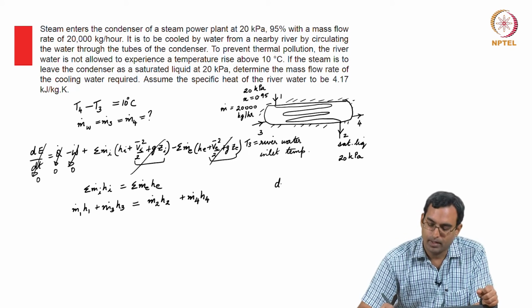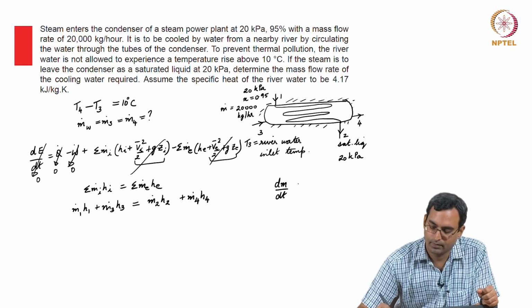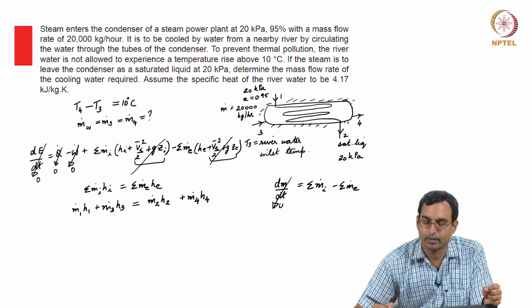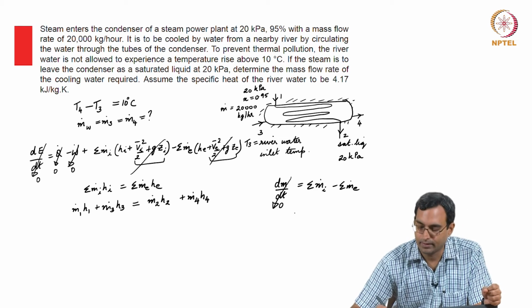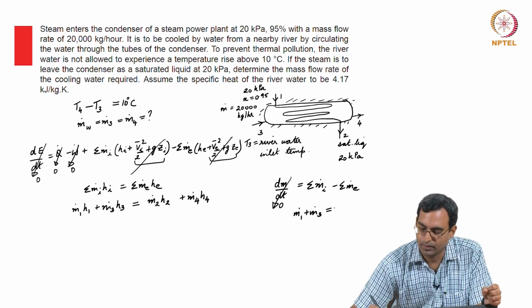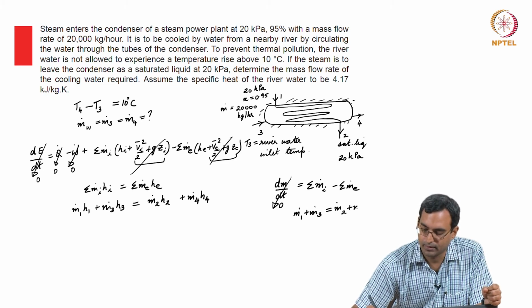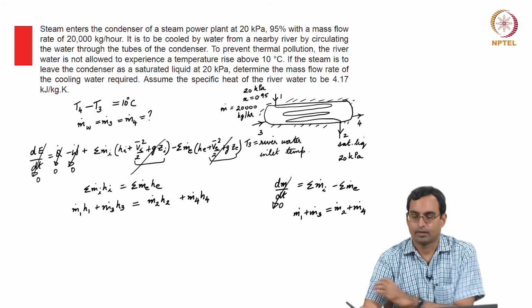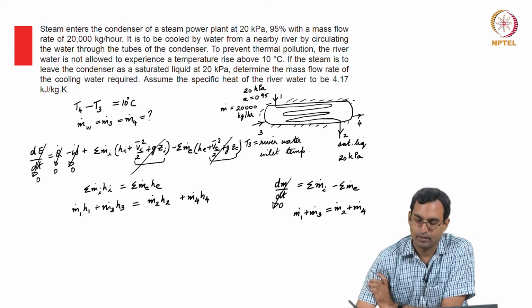We have also mass conservation, which has to be 0 at steady state. So, this essentially tells us that m dot 1 plus m dot 3, 1 and 3 being inlets, should be equal to m dot 2 plus m dot 4. That is also something which we have.